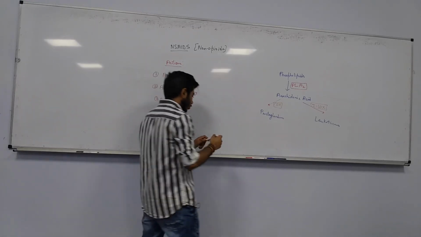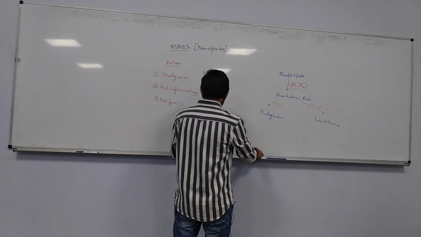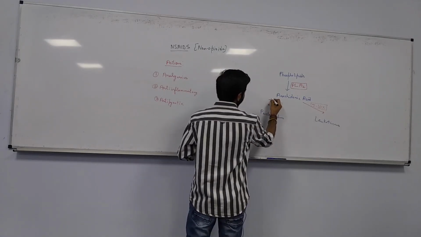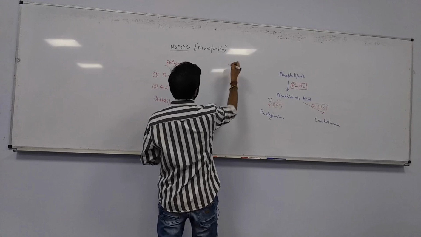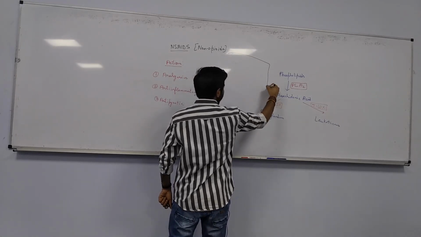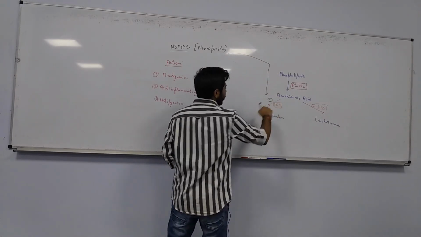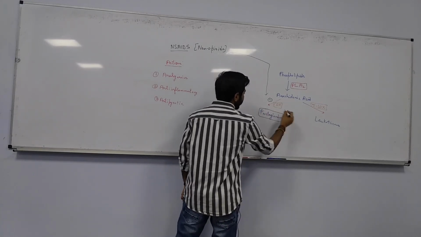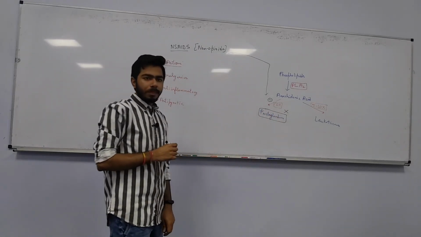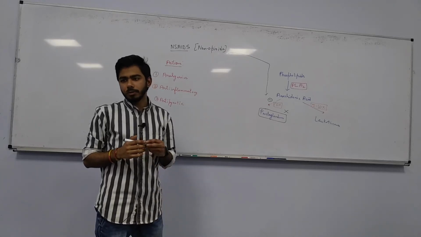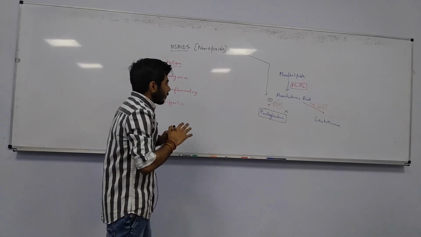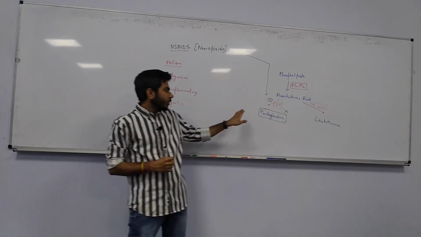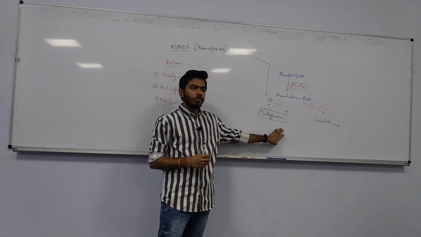Okay. So our NSAIDs or non-opioids will be inhibiting the COX enzyme. If the COX enzyme is inhibited, prostaglandins will not be able to form. Okay, fine. So that was the mechanism of action. They are inhibiting the COX enzyme, so prostaglandin will not be able to form.